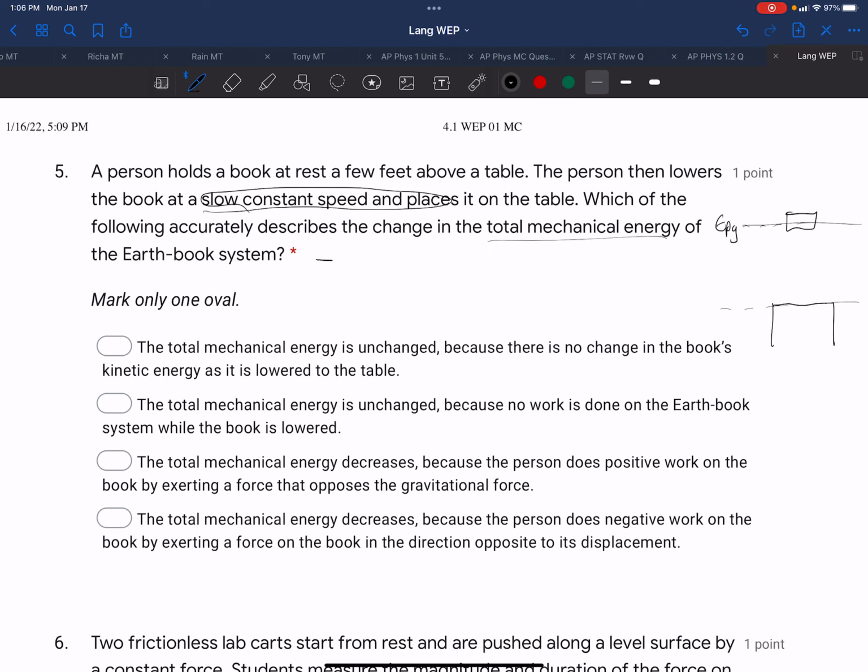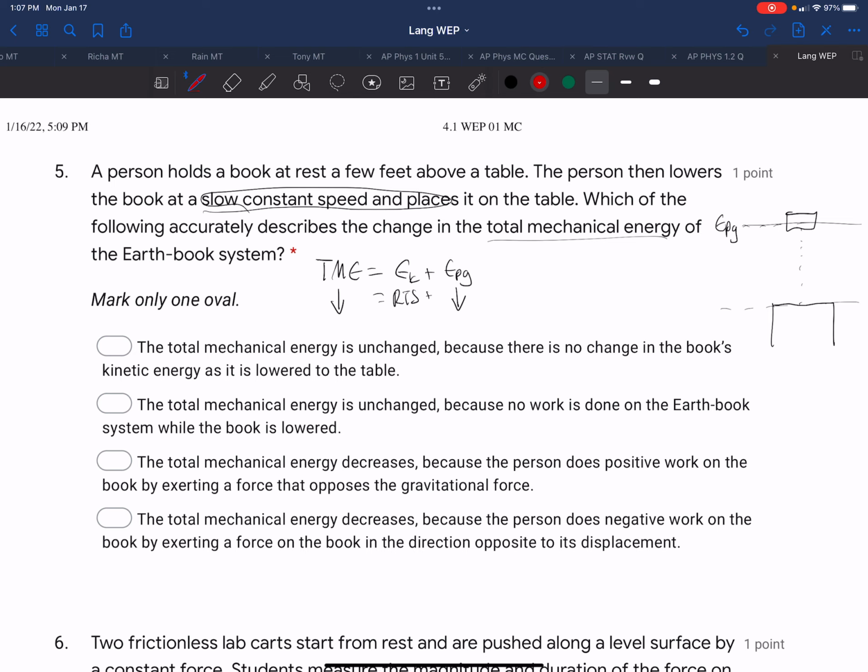Now, the total mechanical energy is the kinetic energy plus the gravitational potential. And since it's a constant speed, the kinetic energy must remain the same. And as it's being lowered to this height, we know its gravitational potential energy decreases. So the total mechanical energy must also decrease.